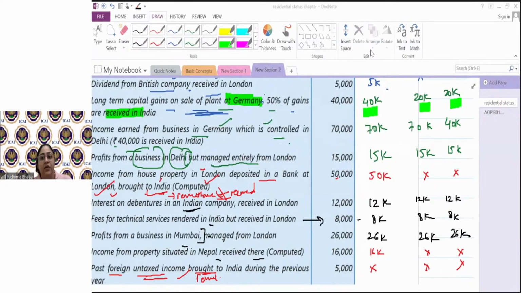Now we'll take a break and we'll come back again and we'll be doing marginal relief on surcharge and your questions in relation to tax file chapter. Okay. Thank you so much and see you after the break of 5-10 minutes.